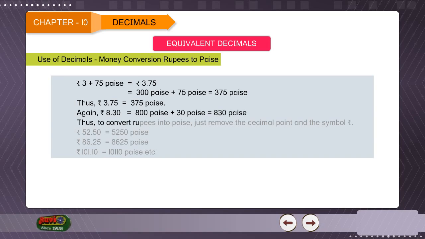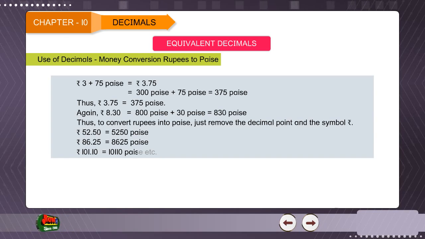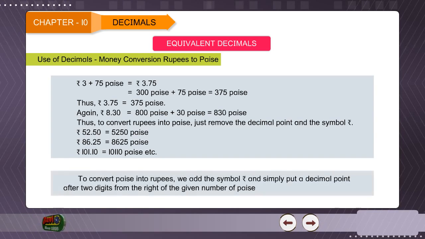Thus, to convert rupees into paise, just remove the decimal point and the rupee symbol. Rupees 52.50 is equal to 5250 paise. Rupees 86.25 is equal to 8625 paise. Rupees 101.10 is equal to 10,110 paise, etc. To convert paise into rupees, we add the rupee symbol and simply put a decimal point after 2 digits from the right of the given number of paise.